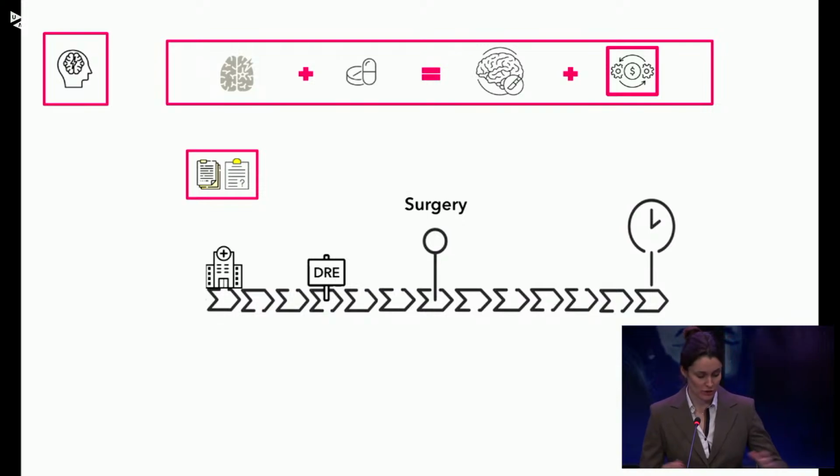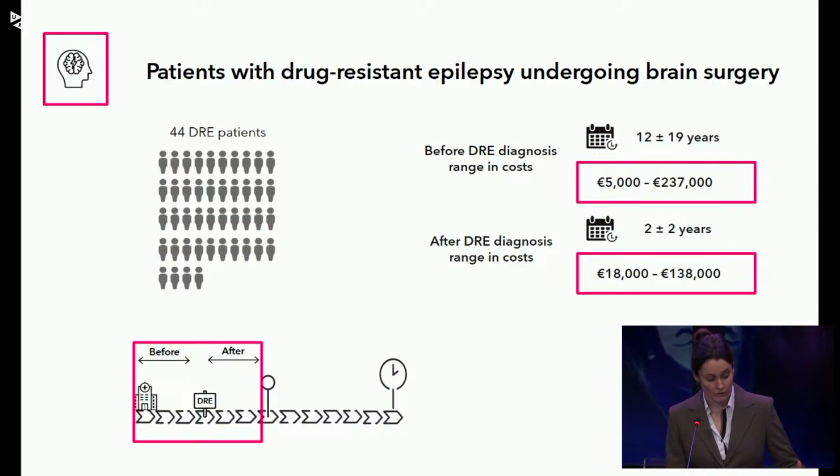So the patient pathway started from the moment the patient stepped foot into the hospital with their very first seizure symptom until they were diagnosed with drug-resistant epilepsy, underwent surgery, and then we followed them for 2 additional years after surgery. We collected data from their patient files and from self-reported questionnaires. Now I will first talk about the very first part, at the left bottom of the slide: the moment they stepped foot into the hospital up until undergoing surgery. The period before drug-resistant epilepsy diagnosis lasted about 12 years on average, and cost ranged between 5,000 and 237,000 euros per patient.